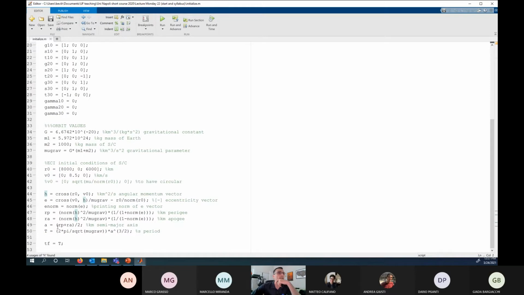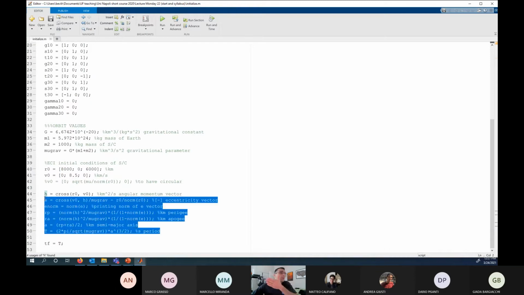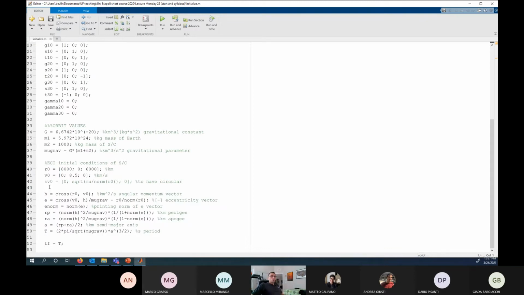To get the semi-major axis, I needed RP and RA. To get RP and RA, I needed H and I needed E. And so, you can imagine how, and I'm sure this is not the only way, but this is one way to compute the orbital period.